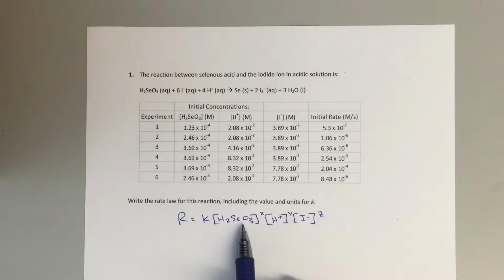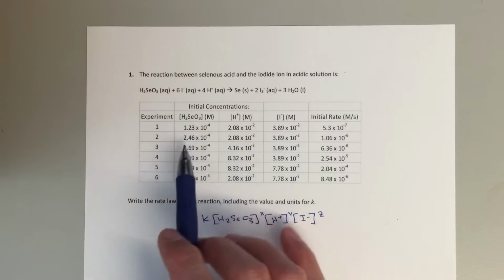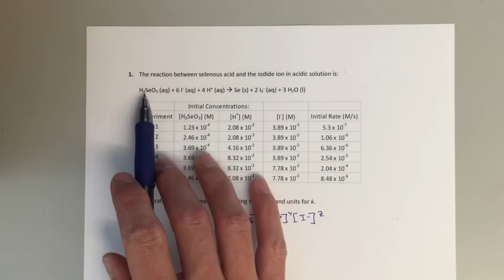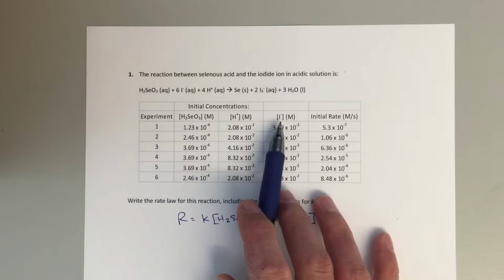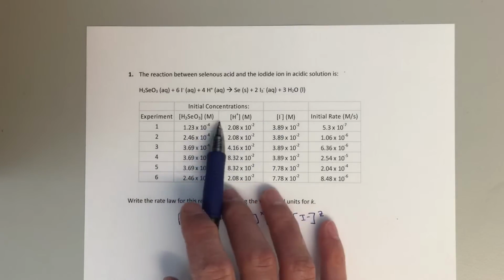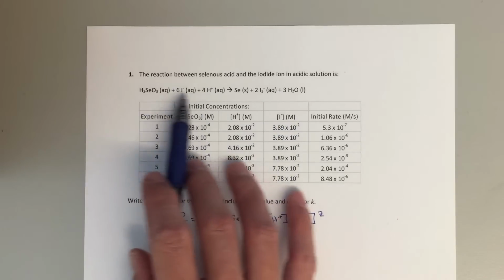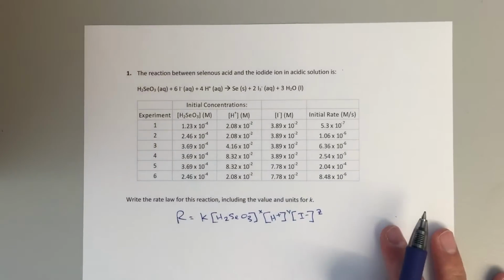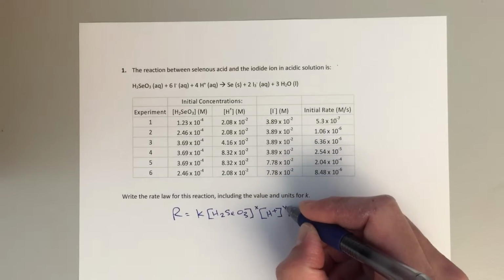Here I've got my concentration of H2SeO3 raised to X, H plus raised to Y, I minus raised to Z. And I want to point out, if you're following along, if you've done this before, the order in the problem is different than the order that we're seeing here. I've followed the order H2SeO3, H plus, I minus, which is slightly different. It doesn't really matter what the order is, but I want to illustrate that so you don't get confused, just in case you're following along with your own work.